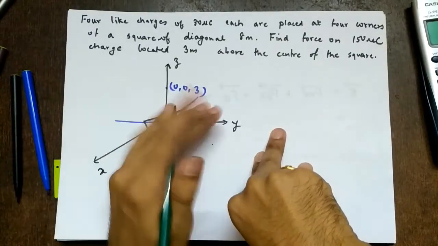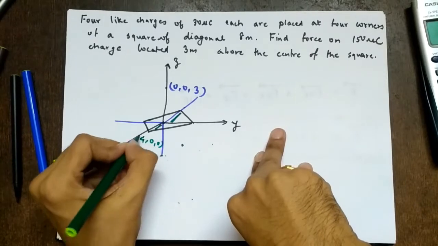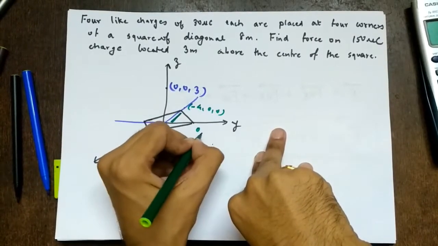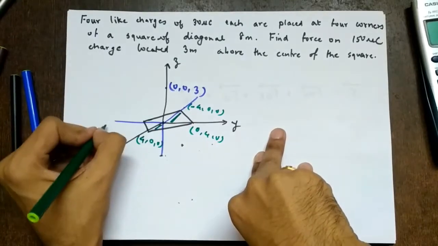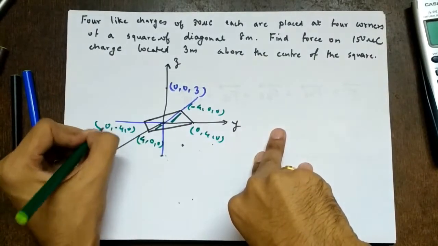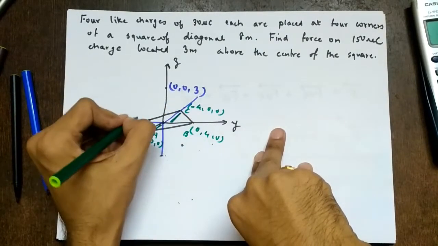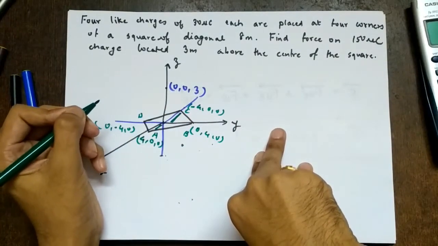And we have placed the square in the xy plane, so y and z are 0. Similarly, this will be (-4, 0, 0). What will this be? (0, 4, 0). This will be (0, -4, 0). Let's name them A, B, C, D. And what do we have to do?